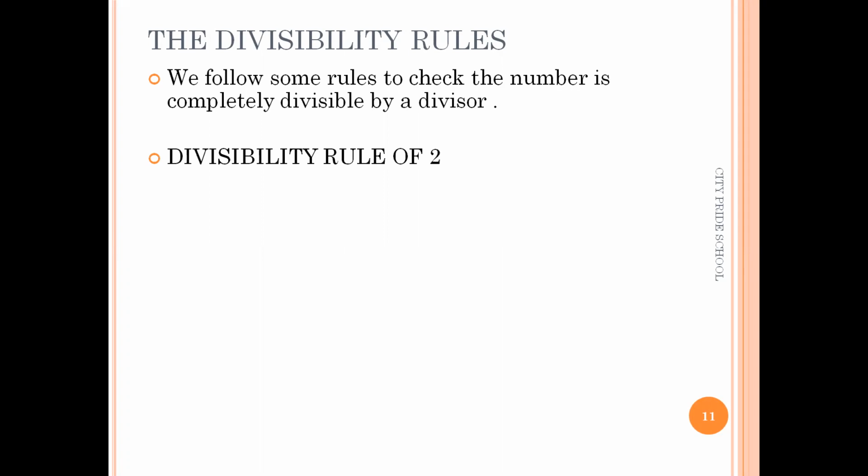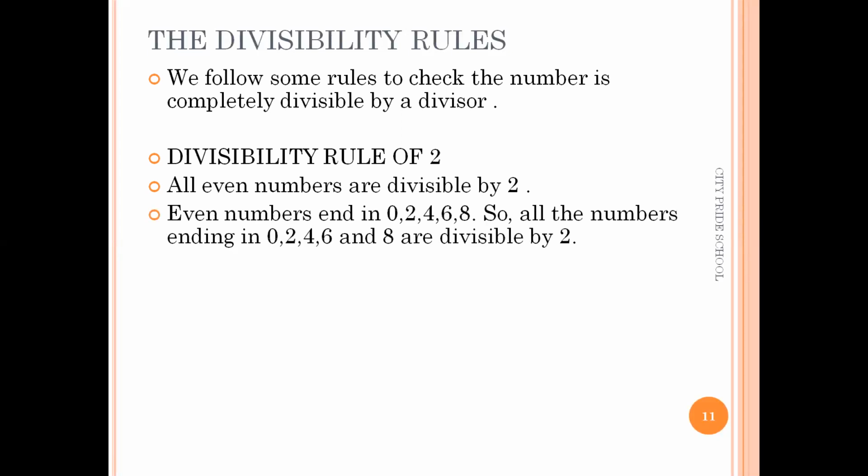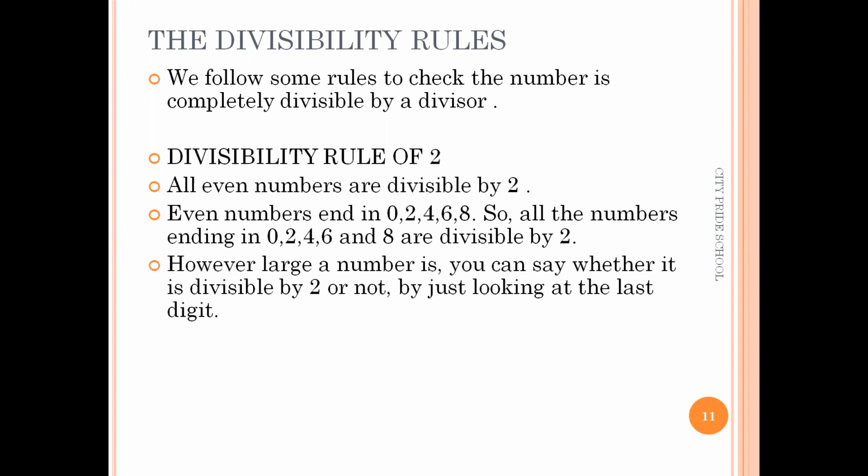How do we check whether a number is completely divisible by 2? What we have to see: all even numbers are divisible by 2. If a number is an even number, it is completely divisible by 2. Even numbers end in 0, 2, 4, 6 or 8. So all the numbers ending in 0, 2, 4, 6, 8 are divisible by 2.